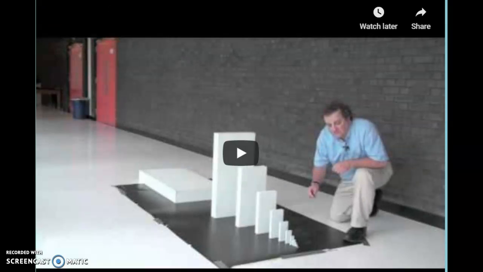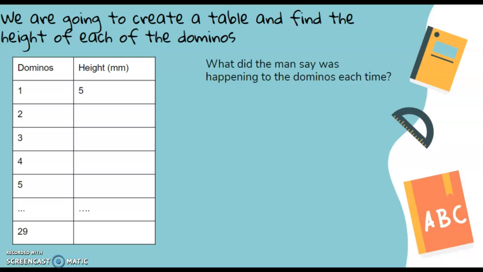Alright, now that we watched this guy's video, we're going to create a table about the dominoes. So here's my table. Do you remember what the man said each domino is increasing by? 1.5 times. So that means every time my domino increases, the height is getting 1.5 times larger.